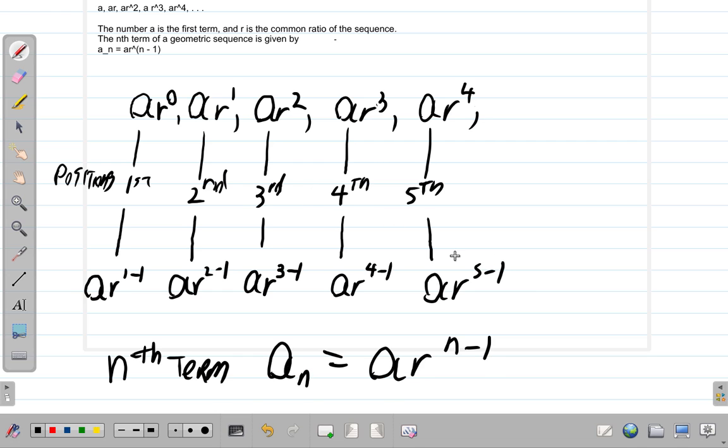The fifth term is AR to the 5 minus 1. The fourth term is AR to the 4 minus 1. The third term is AR to the 3 minus 1. The second term is AR to the 2 minus 1. The first term is AR to the 1 minus 1. So A_n, the nth term, is AR to the n minus 1. So there you have the terms of the geometric sequence or the geometric progression.